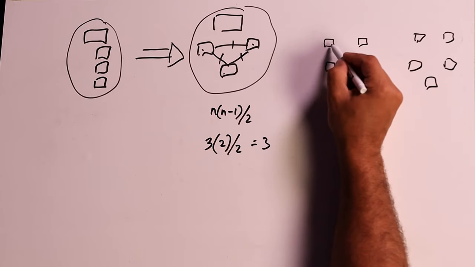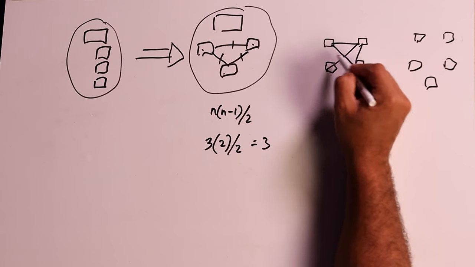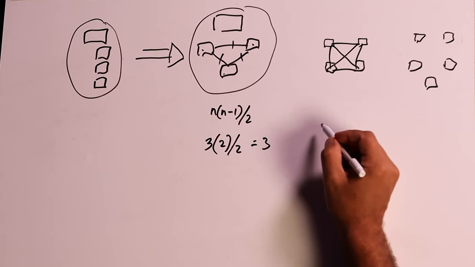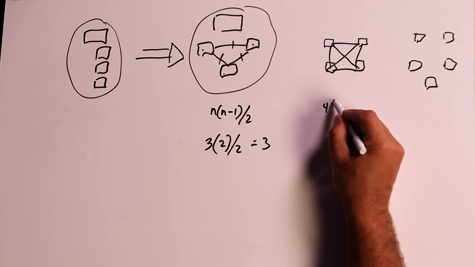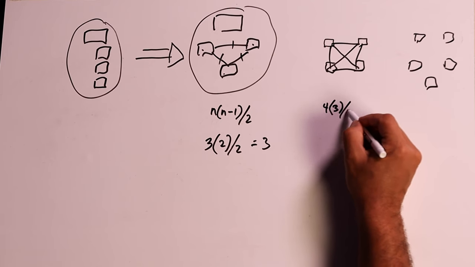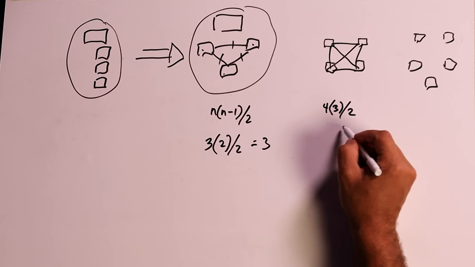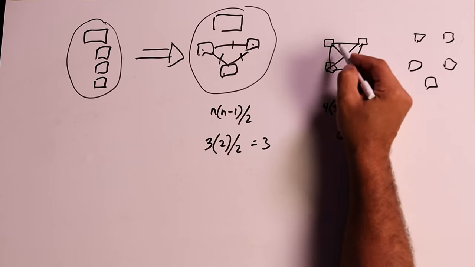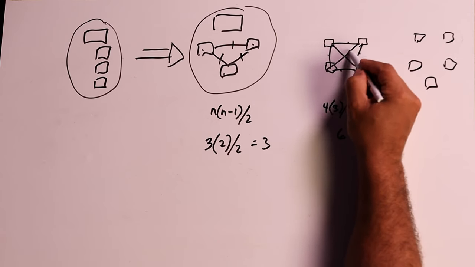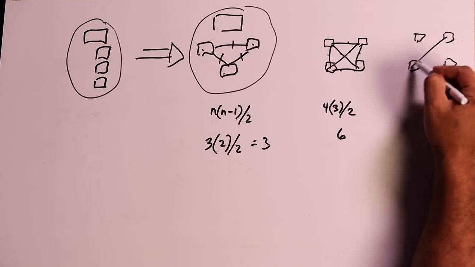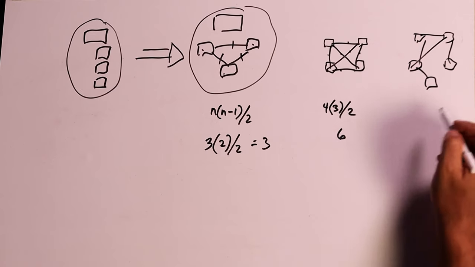Let's test it with 4 parts. That's going to be 4 times 3 divided by 2, so that's 12 divided by 2, so that's 6. 1, 2, 3, 4, 5, 6. And it'll be the same for 5 parts, and it'll be the same for 27 or 362. It's going to be 362 times 361 divided by 2.